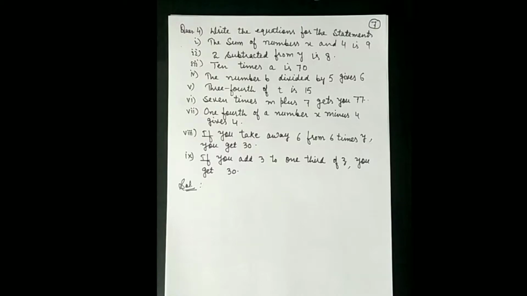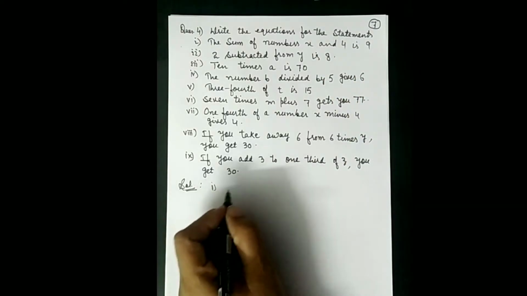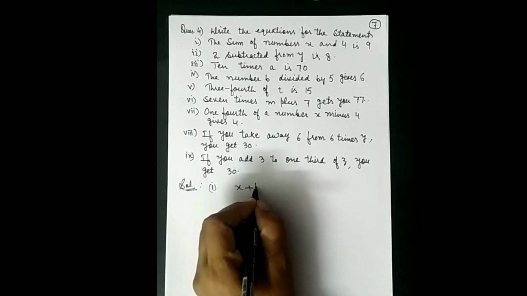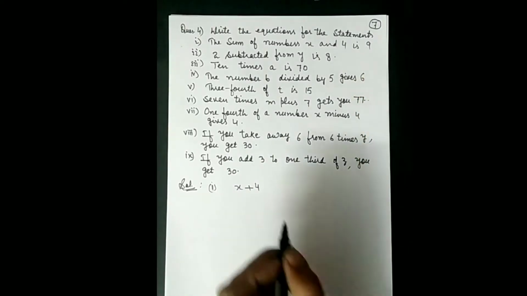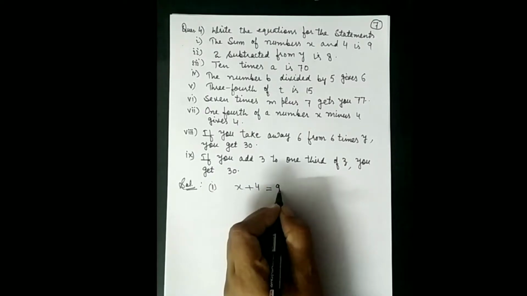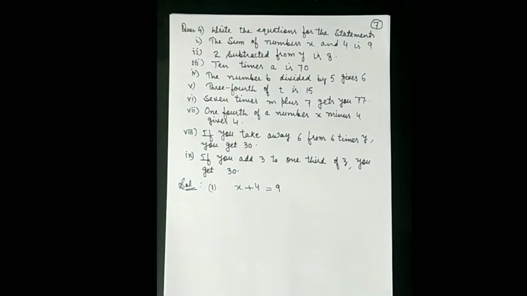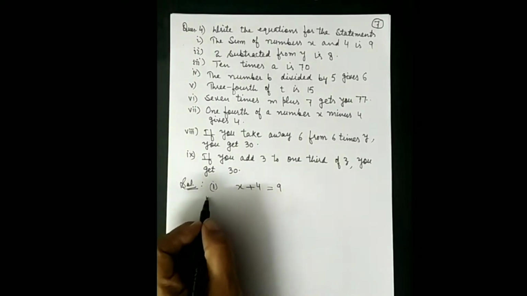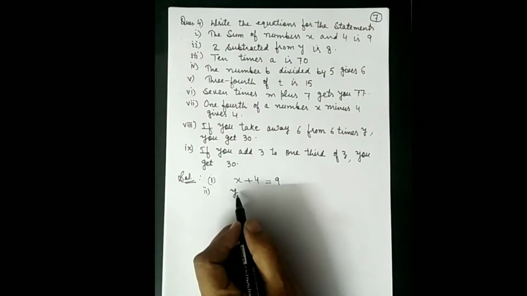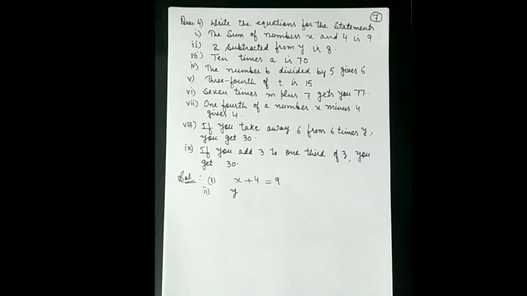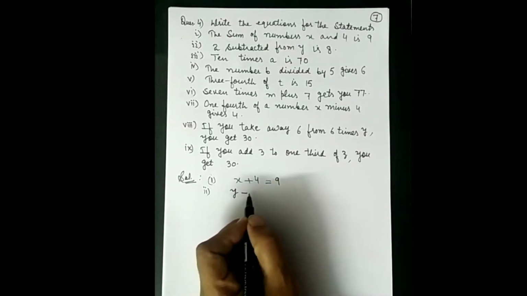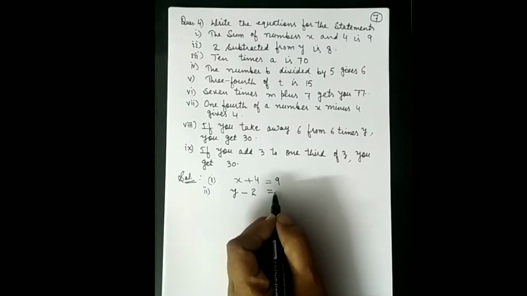The sum of the numbers, that means sum means plus, of x and 4 means x plus 4. It is equal to 9. That means x plus 4 is equal to 9. Second part: 2 subtracted from y is 8. Which term is subtracted? 2 is subtracted from y, means y minus 2. It gives 8.